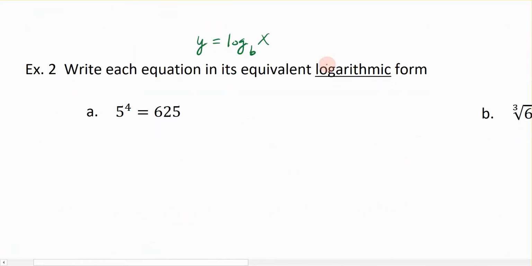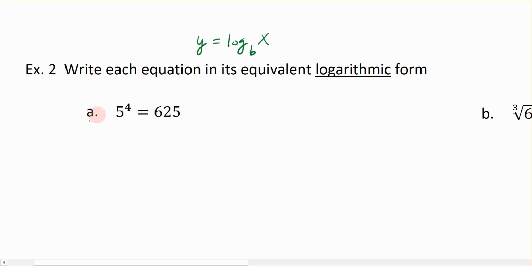This time I want to start with an exponential form and rewrite it in its log form here. I wrote the definition above this. We're looking to change this into y equals log base b of x. Here's the situation that I'm starting with, or the exponential form I have. Base 5 to the 4th is equal to 625.